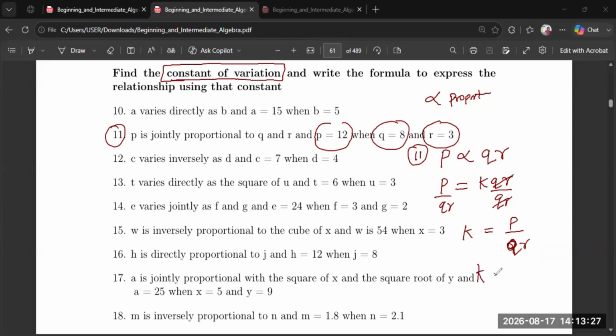So when you put in these values, P is 12, Q is 8, R is 3. So 8 times 3 is going to be 24. So we have 12 over 24, right? And finally, this is going to be 1 over 2 to its lowest term, that is half. So that is the answer for question 11.